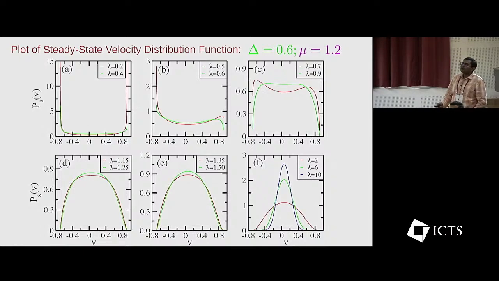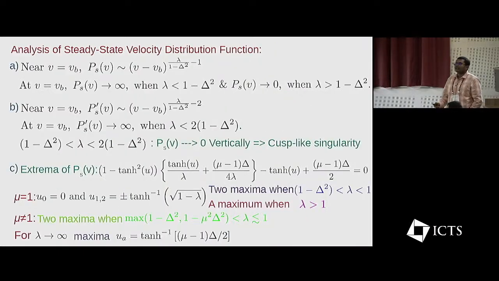Here I tried to find the domain at which different transitions occur. Near V equal to Vb, PS(V) behaves like this. At V equal to Vb, PS(V) approaches infinity when lambda is less than 1 minus delta square, and PS(V) approaches 0 when lambda is greater than 1 minus delta square. Near V equal to Vb, I take the derivative of this, and it looks like this. The derivative diverges when lambda is 2 times 1 minus delta square. So basically what I can conclude is that for lambda greater than 1 minus delta square and less than 2 times 1 minus delta square, PS(V) goes to 0 vertically. That means PS(V) has a cusp-like singularity at Vb.